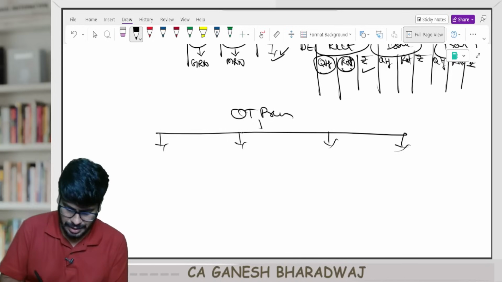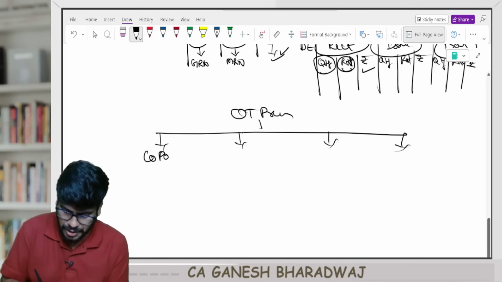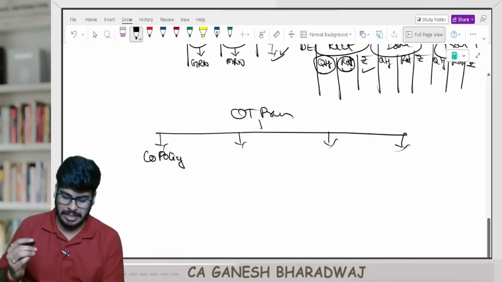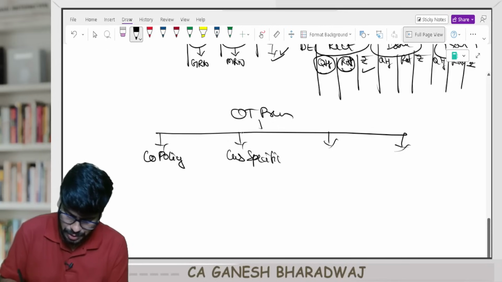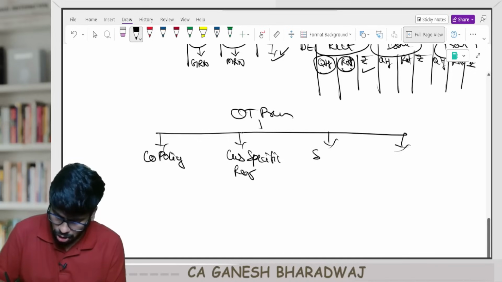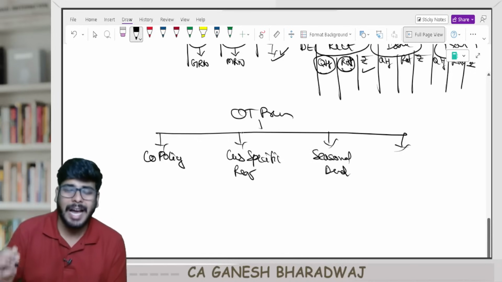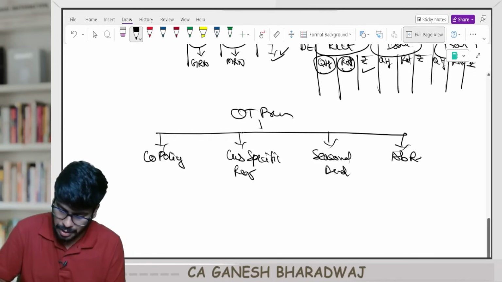So, the first reason why you can have overtime is because of the company's policy. Second reason, at the customer's specific request. The third reason, it could be in order to meet your seasonal demand. And the fourth reason could be because of any abnormal reasons.